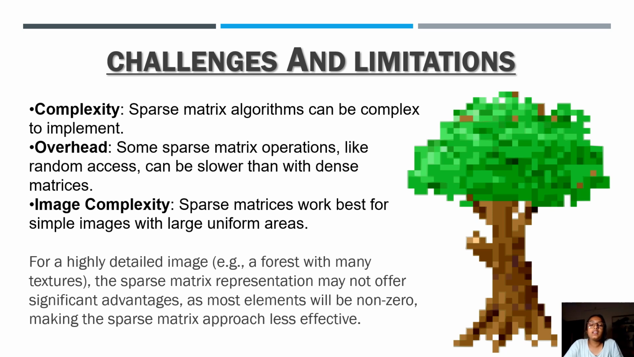For a high detail image, like for example a forest, the sparse matrix representation may not offer significant advantages as most elements will be non-zero, making the sparse matrix approach less effective. For example, if we have the number of zero elements less than the number of non-zero elements, there is no point in implementing the sparse matrix concept because most of the elements will still be traversed when we are implementing the sparse matrix. So this makes it less efficient.